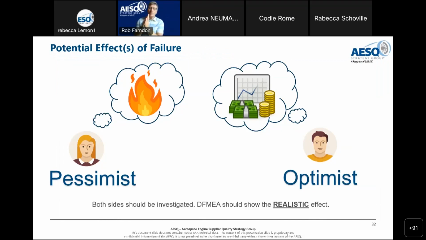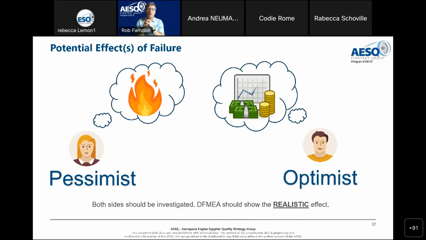Right, so am I miserable or am I not? Am I glass half full or glass half empty? In any particular DFMEA, you'll probably get a pessimist and an optimist. That's typical human behavior. But we're trying to get to the key word, which is realistic. What do we think is the most realistic effect, the most realistic way that this thing is going to manifest itself? What are we likely to see? And go for that one.